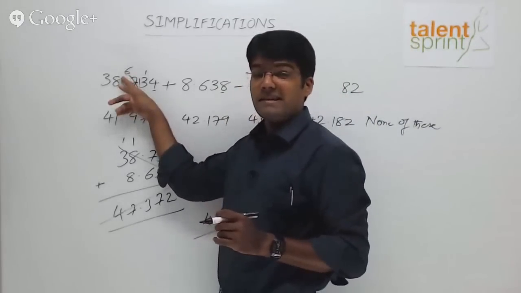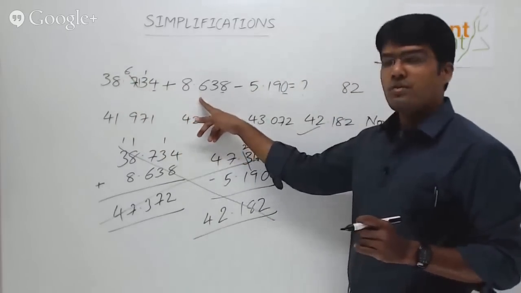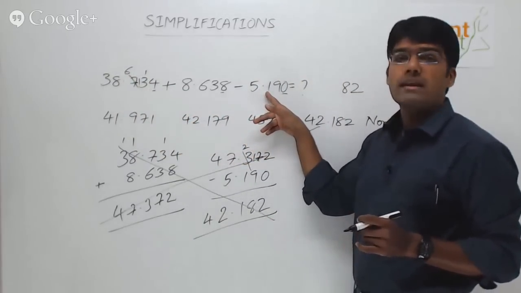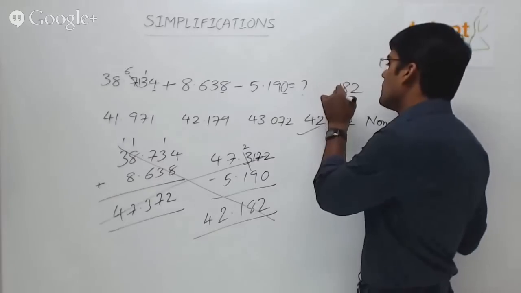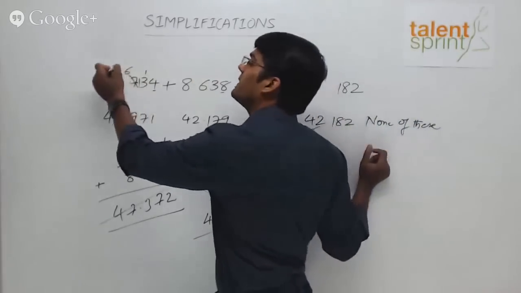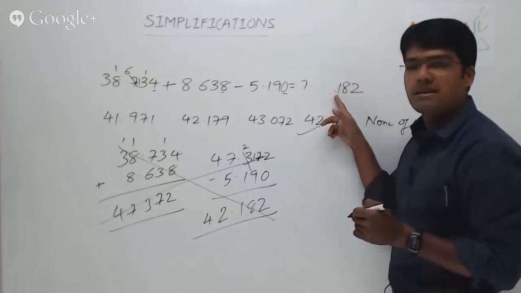6. Remember, it's 6 here, not 7. 6 plus 6, 12. 12 minus 1. 12 minus 1 is 11. So you get 1 in the answer, and now 1 gets carried forward. 1 gets carried forward, and here comes the decimal.